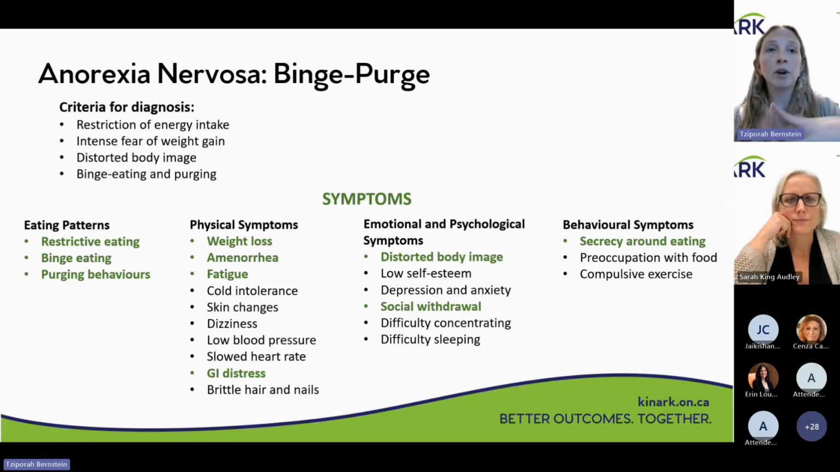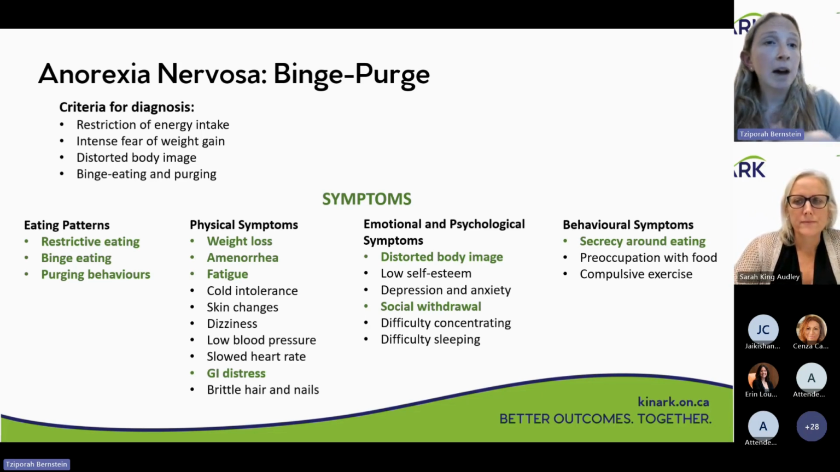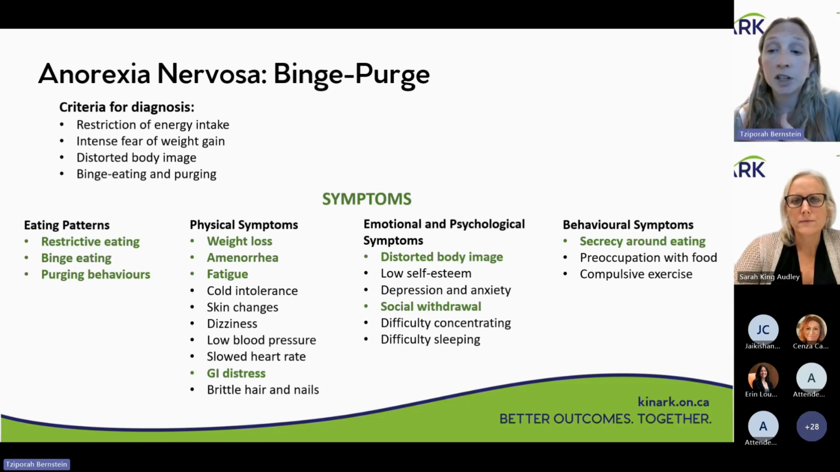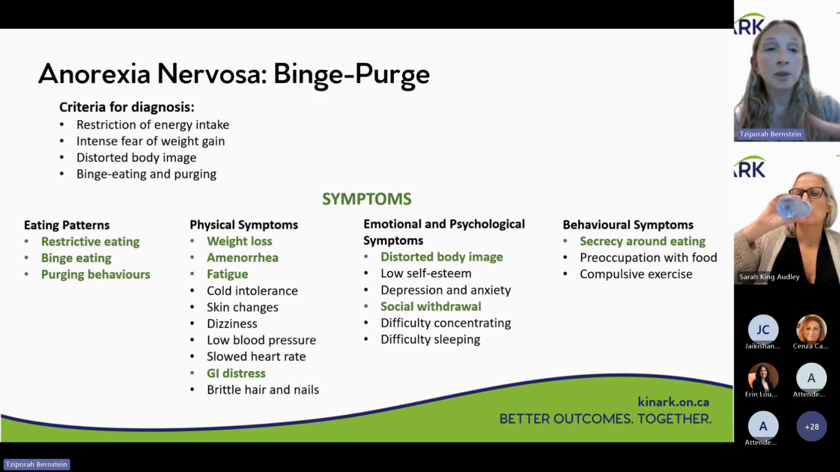So very similar. There are so many symptoms across the board, and you'll notice a lot of them are the same. Some of them are a little bit different, but they are split up into different categories. So the green ones that are highlighted are the ones specifically that Lily has been experiencing. So those eating patterns, the restrictive eating, the binge eating, and the purging behaviors, she has all of those things. Her physical symptoms, she's experienced weight loss, amenorrhea, so again, that loss of period, or maybe her periods haven't been as regular as they would have been, lots of fatigue, GI distress.